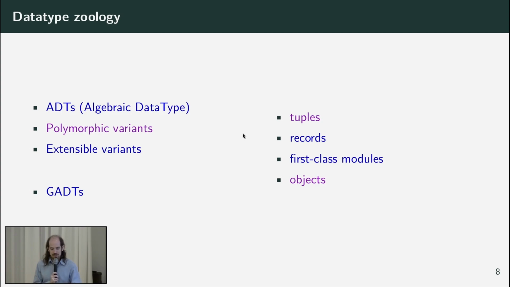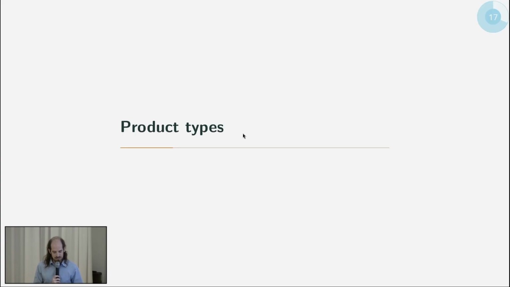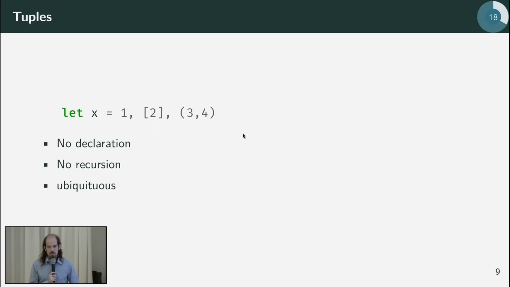And part of this talk is trying to describe, when we are using them in the compiler, how helpful they are to do refactoring or not. So let's start with the easy side, the product types. The first product type is a very simple tuple, which is nice. You don't need to declare them.